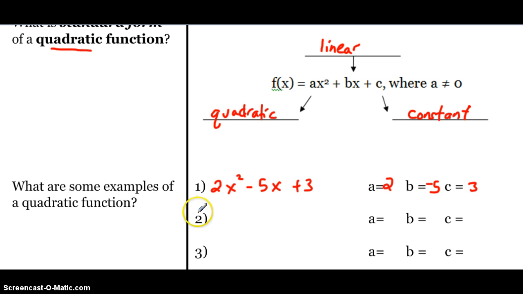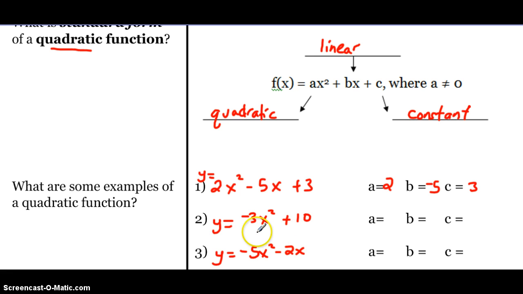I want you to go ahead and try these next two. Let's make these equations. So our number 2, let's have negative 3x squared plus 10. And this would be number 2. Number 3, let's call that negative 5x squared minus 2x. And let's go ahead and pause the video and fill these a, b, and c in.